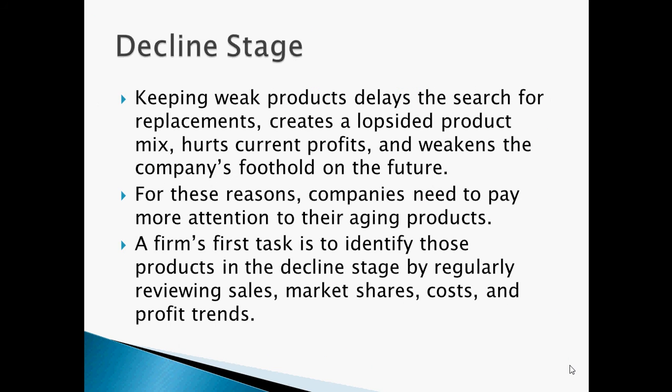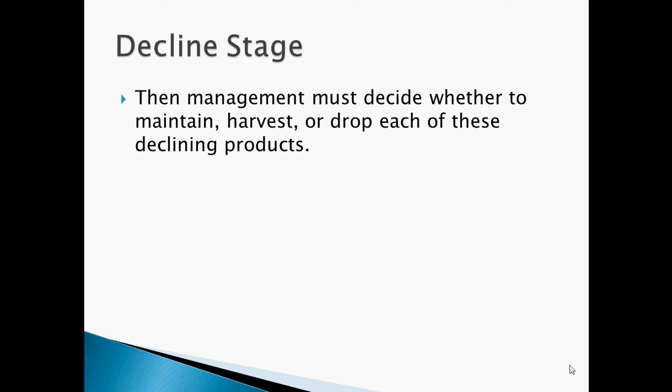Keeping weak products and failing to diligently search for replacements creates a lopsided product mix, hurts current profits, and weakens the company's foothold on the future. For these reasons, companies need to pay more attention to their aging products. A firm's first task is to identify those products in the decline stage by regularly reviewing sales, market shares, costs, and profit trends so as to remove them. Then management must decide whether to maintain, harvest, or drop each of these declining products.